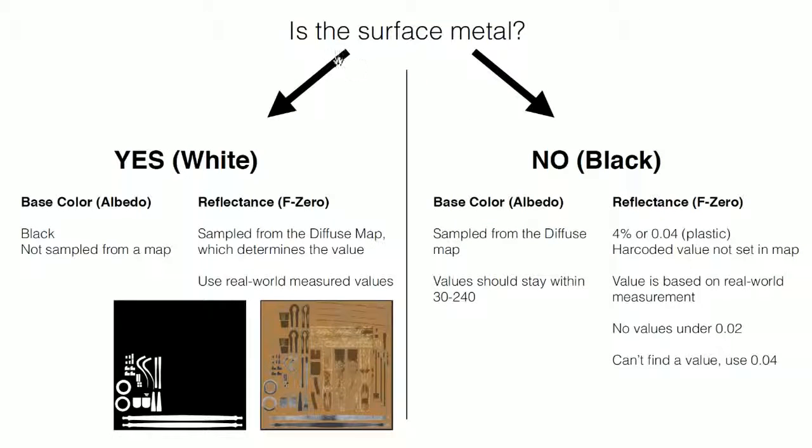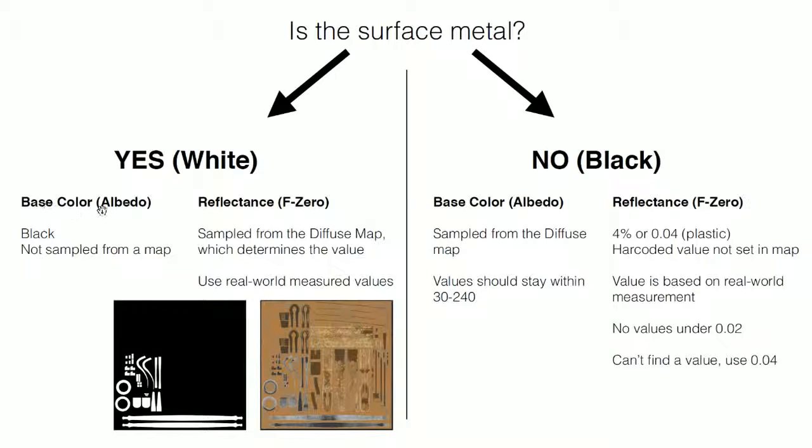Okay, so like I said before, we're still talking about metal here, and this slide really helped me completely understand this. So again, we start: is the surface metal? Yes or no? Let's talk about the surface being metal. So yes, white, the surface is metal. So again, we know that we put white in the map.